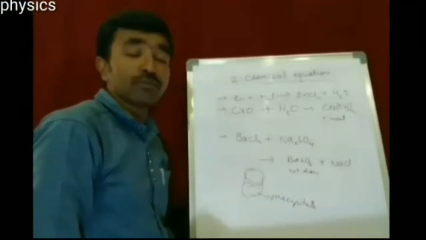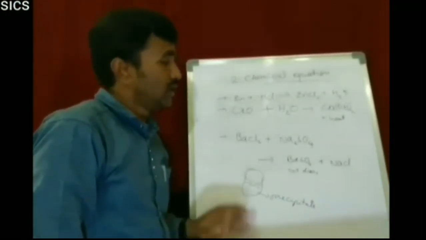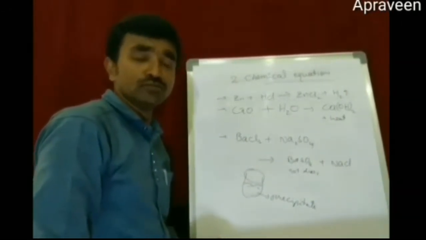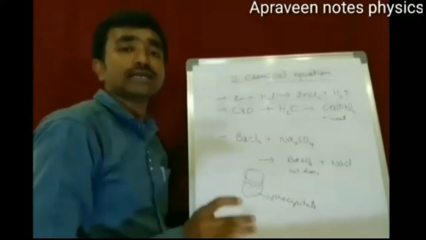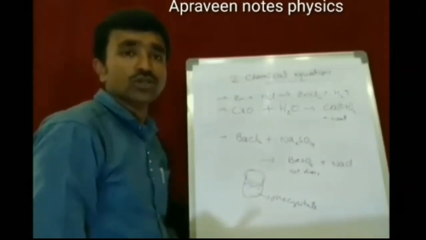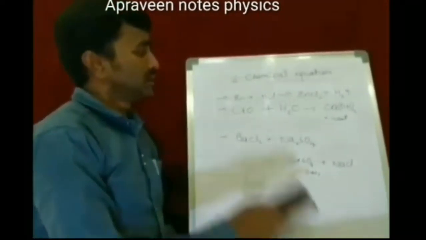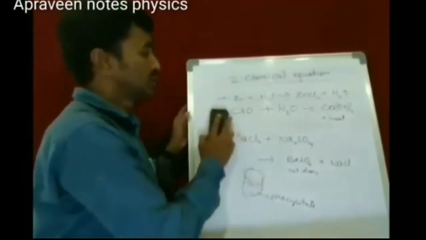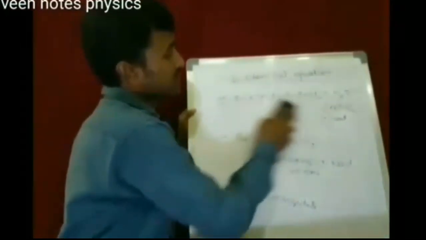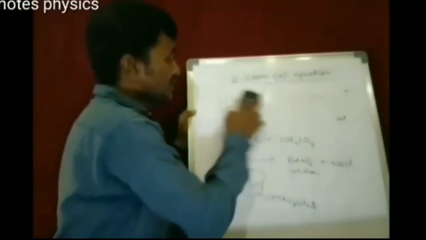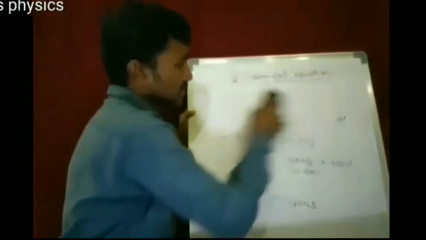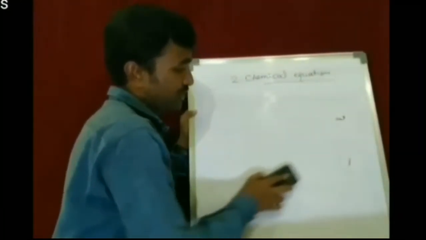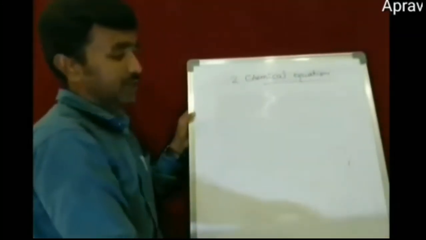Here sometimes it may form a precipitate or liberate a gas. Sometimes you may observe that it can absorb heat energy also. So these are the changes we are going to notice during a chemical reaction. These are called equations. These equations are of two types: one is said to be a balanced chemical equation and the other is said to be an unbalanced chemical equation.